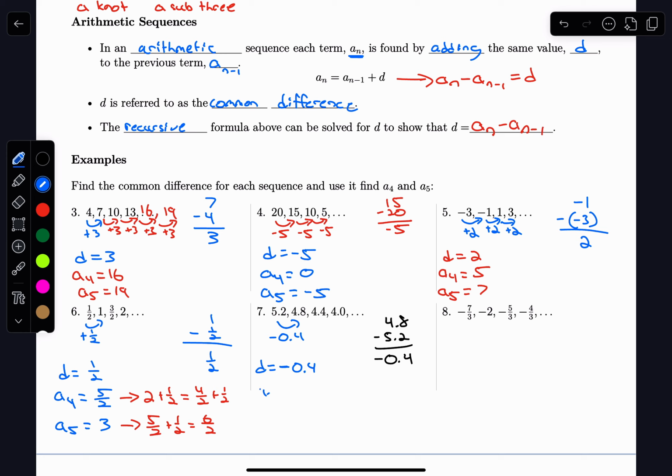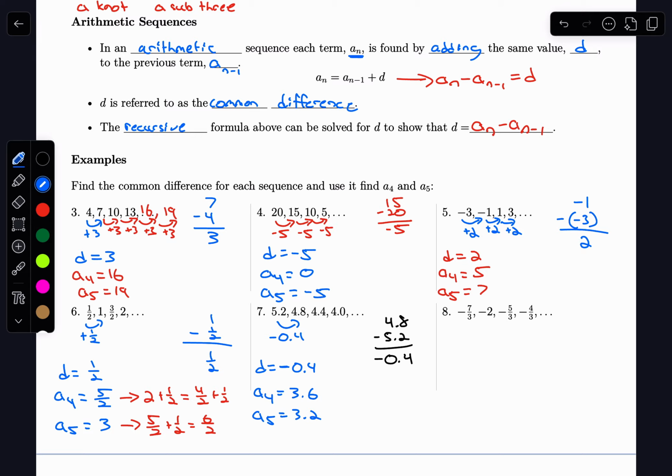So a sub 4, got a little messy there, let me fix that. A sub 4 is going to be equal to 4 minus 0.4, which is 3.6. And a sub 5 is equal to 3.6 minus 0.4, which is 3.2.